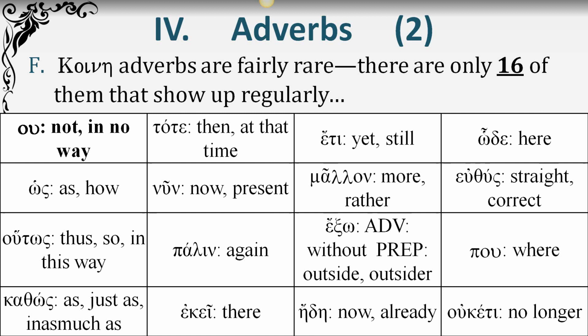ou, hos, houtos, kathos, tote, nun, palin, ekei, eti, malon, exo, ede, hode, euthus. Actually, no, I got that one wrong. That's euthus, sorry. Euthus. Pou. And ouketi.